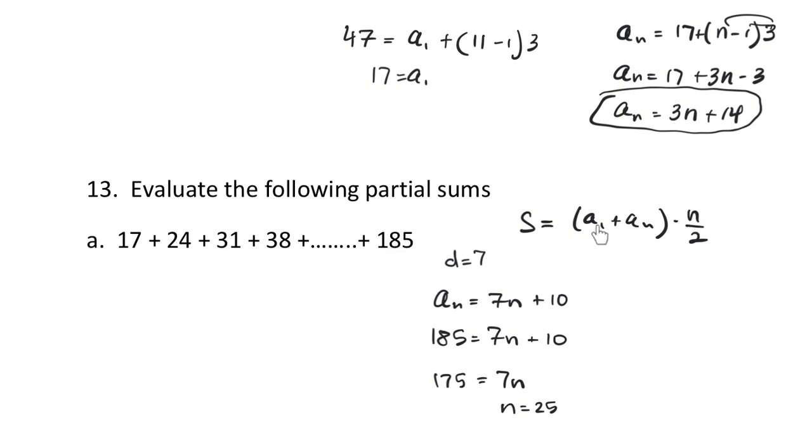So n would be 25, the first term is 17, the last term is 185. So the sum is first term plus last term multiplied by 25 over 2. So 185 plus 17 is 202. And if we multiply 202 times 25 halves, we get 2,525.